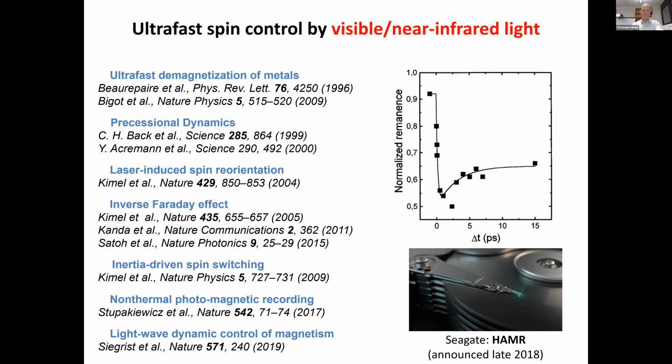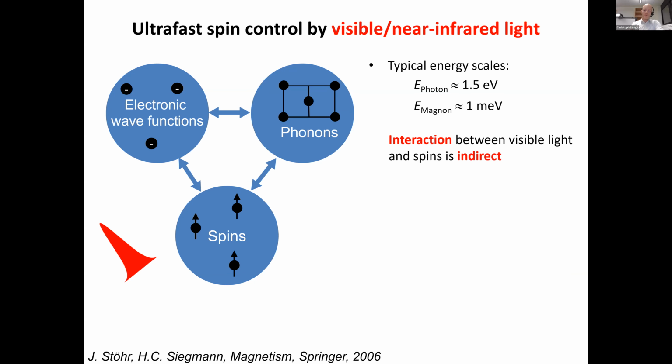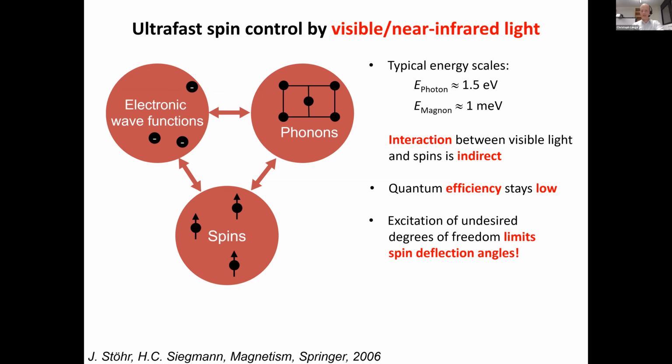coil-based write head. Now, all these schemes using optical, near-infrared, or visible light have one thing in common, one common deficiency, I would say. They use photons which are located in the electron volt range, whereas spin excitations always live on the milli-electron volt scale. So these excitations are always necessarily somewhat indirect. Electronic wave function degrees of freedom are excited, or phonons are excited, and they then somehow act back on the spin system and cause a change of the magnetization. So this is inherently connected with a low quantum efficiency.